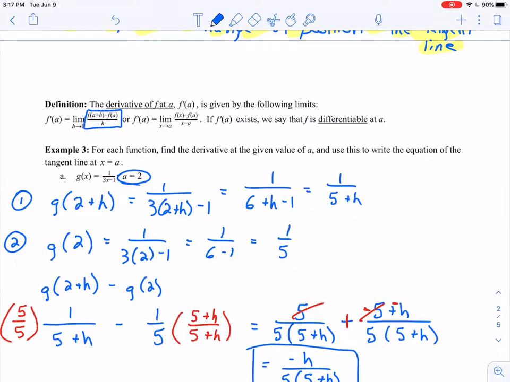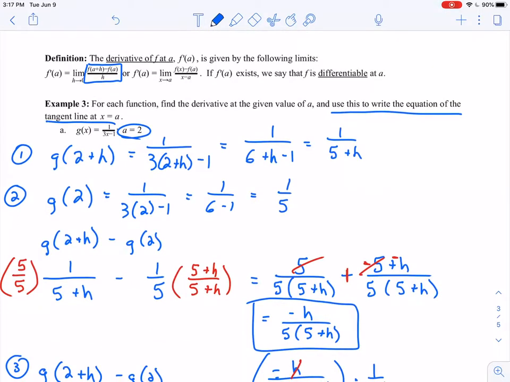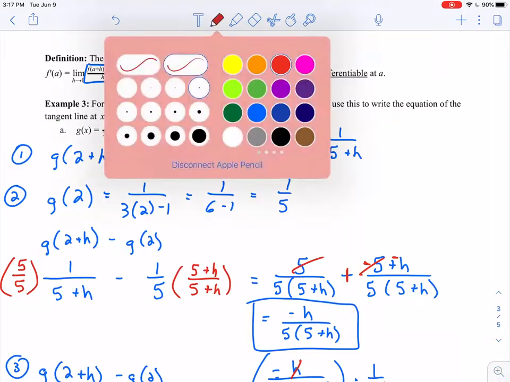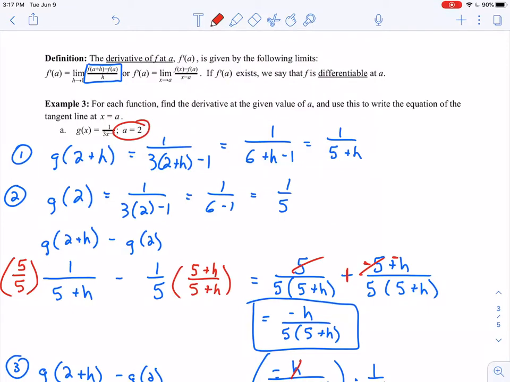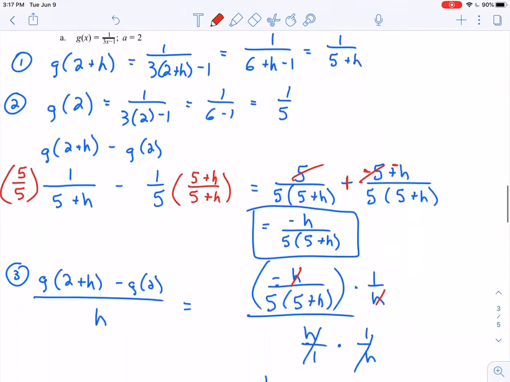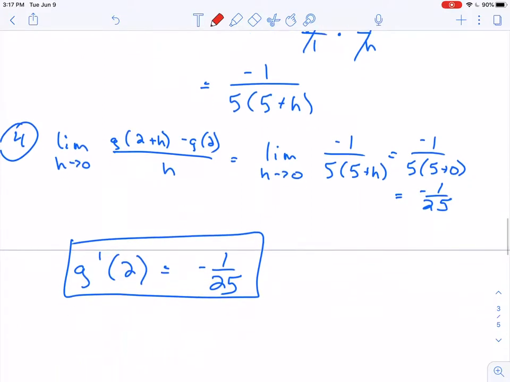The next part said, and use this to write the equation of the tangent line at x equal... Oh my gosh, we're not even done. All right, well, let's keep going. The equation of the tangent line now. Notice in this problem that they only gave me an x value here. They did not give me a y value. So right now I have g prime of 2, I know that this is the slope. I have a point 2 comma blank. I'm really missing this y value. So I need to go find that before I can write the equation of the tangent line. I need the full point.